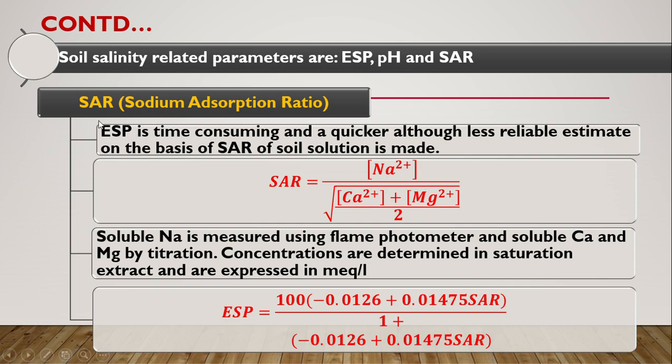Finding ESP is a time consuming process, so we can use the SAR. SAR is a very quick process for finding the alkalinity of the soil. So this can be taken as another important thing. This is a conversion between ESP and SAR. You have to just rate that.